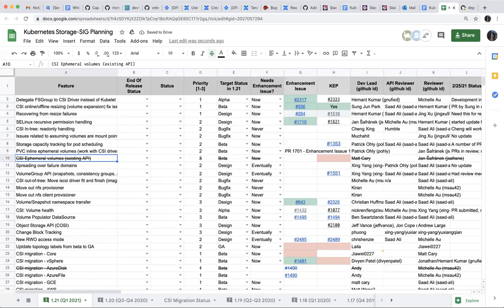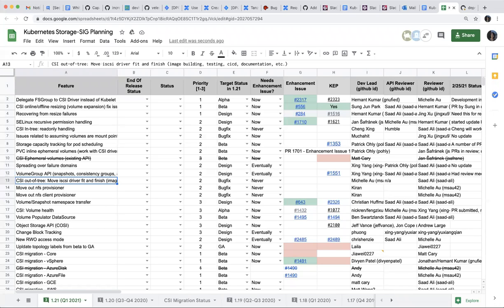All right. Next one, spreading over failure domains. Right now, no update because this one depends on the next one, volume group API, which we did have a review meeting on just yesterday. So we got some good feedback. I'll schedule a follow-up review meeting on that.